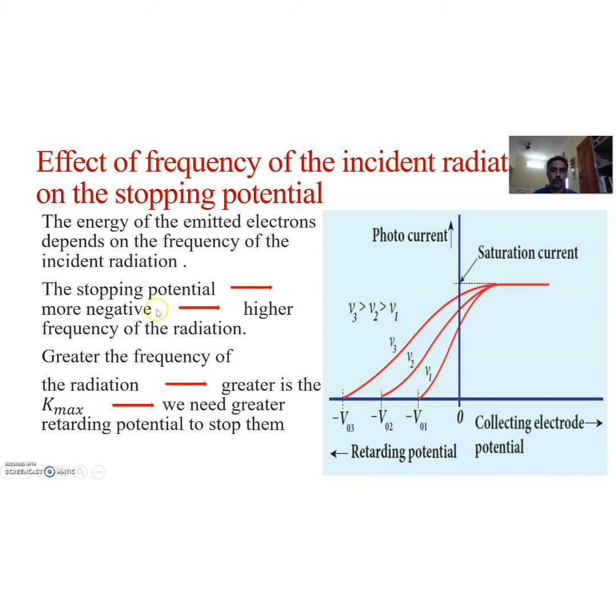More stopping potential means a more negative stopping potential, and if this is more, then the frequency of the radiation is higher. We can put it vice versa also. The higher the frequency of the radiation, the greater the stopping potential needed. The greater the frequency, the greater is the kinetic energy, so we need a greater retarding potential. What this means is that if the frequency is more, then the kinetic energy of the electrons emitted from the photosensitive material, the cathode, is higher, therefore we require a greater stopping potential. This is what the experiment says.